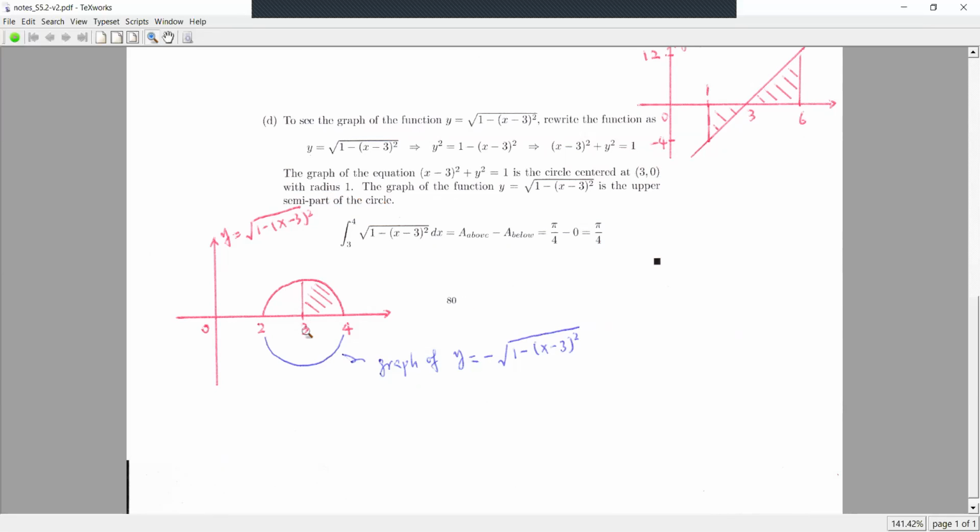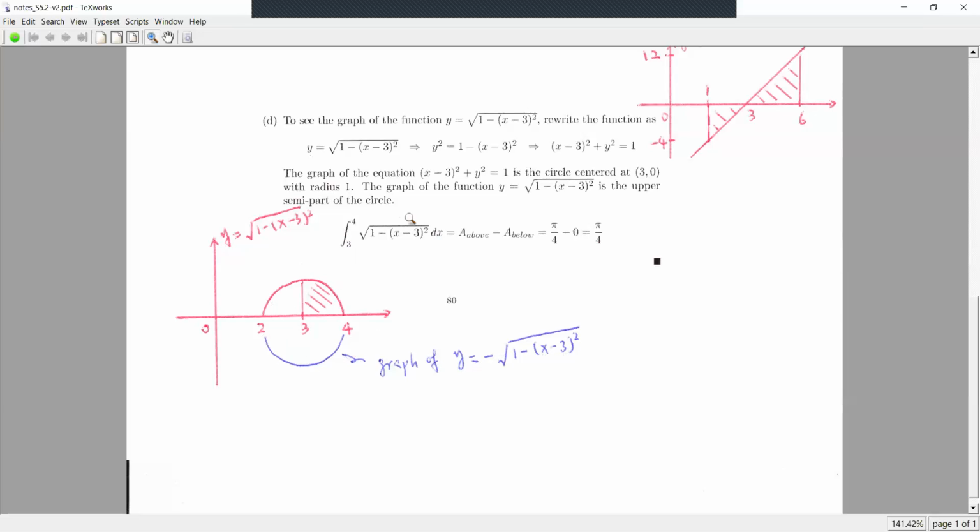This circle is the graph of this equation. This equation actually contains two functions. One function is this. The second function is this. The graph of the first function is the upper semicircle. The graph of the second function is the lower semicircle.